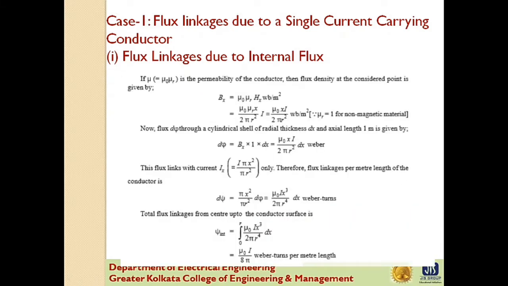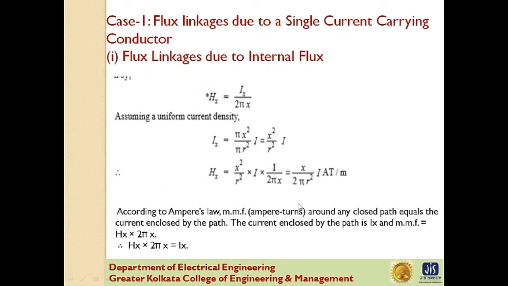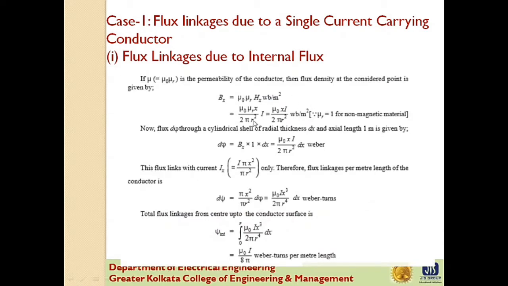Now if mu is the permeability of the conductor, then the flux density at the considered point is given by Bx equals mu Hx. Mu is equal to mu 0 times mu r, where the value of mu r is 1 for non-magnetic material. So Bx equals mu into Hx, you all know this formula, and now we put the value of Hx. Now we get Bx equal to mu 0 x I by 2 pi r square Weber per meter square.